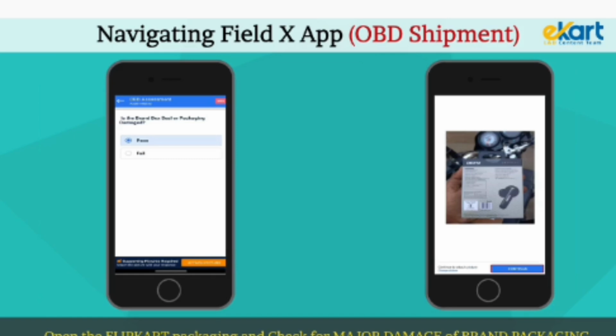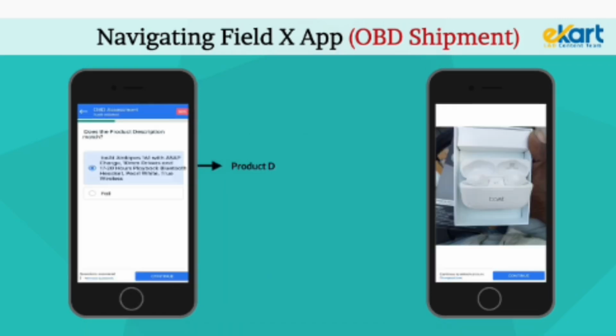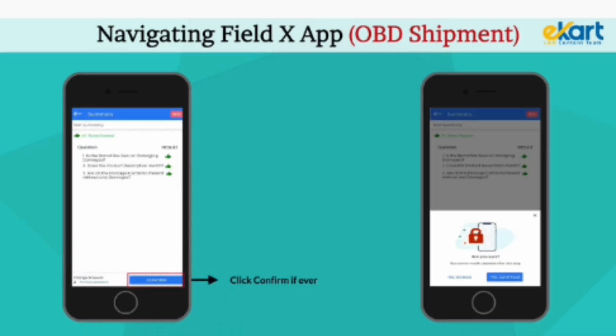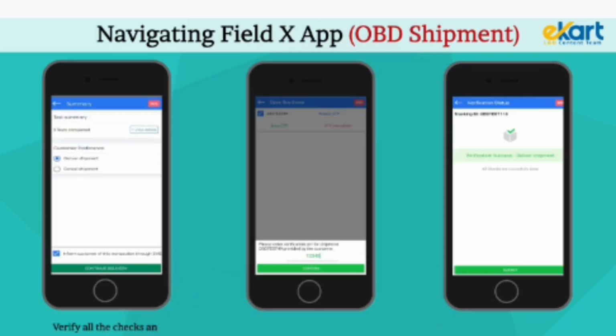Open the Flipkart packaging and check for major damage to the brand packaging. Click on pass if everything is okay and click pictures of the brand packaging. Check if the product description matches and then click on confirm if everything is okay. Verify all the checks and move to the OTP screen and then enter the customer's OTP.